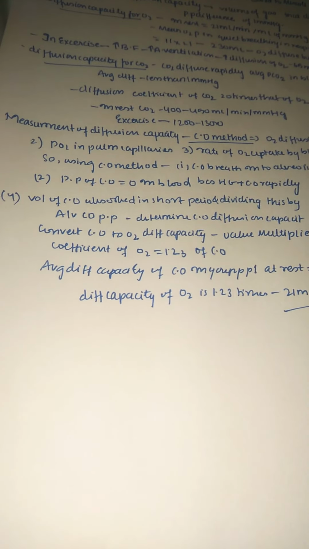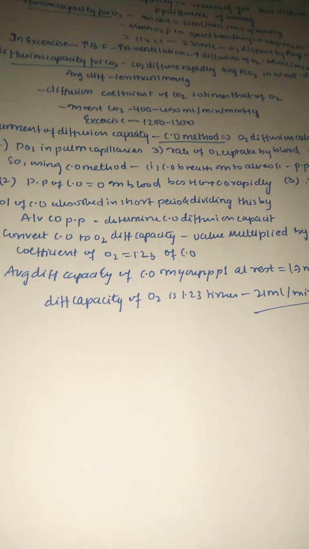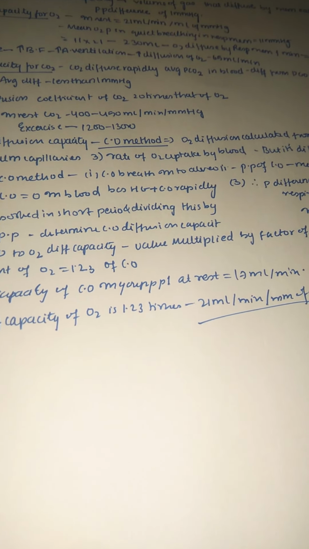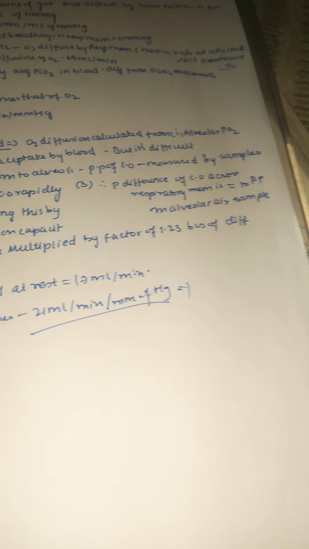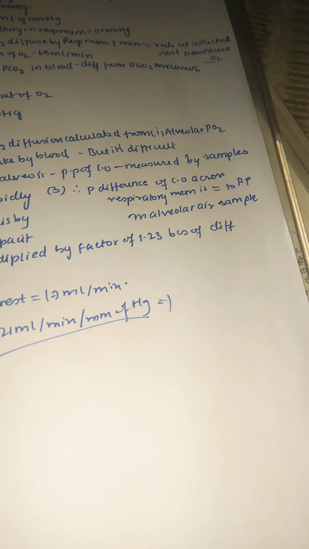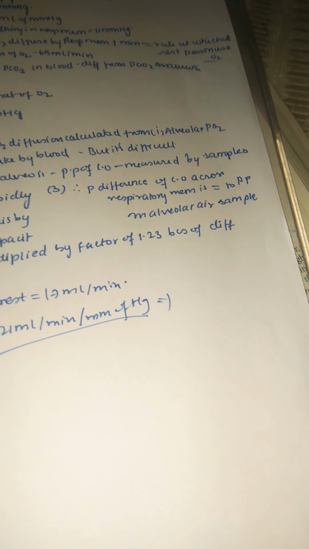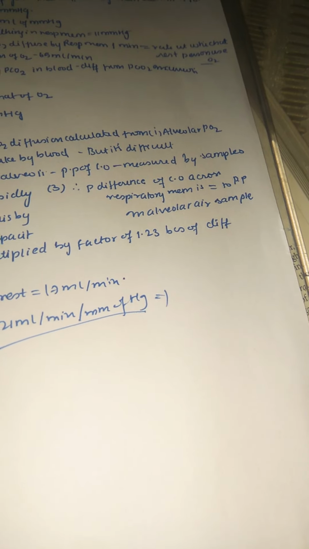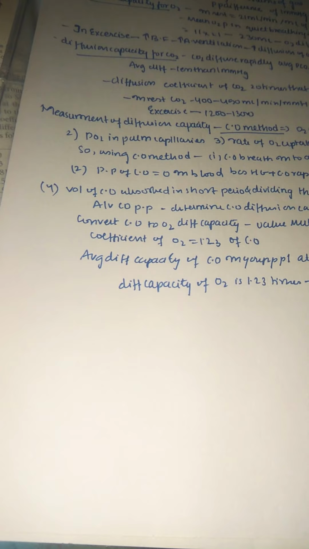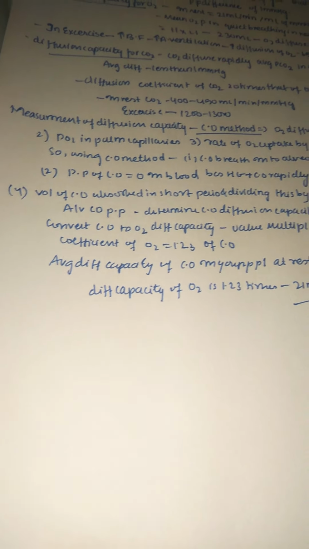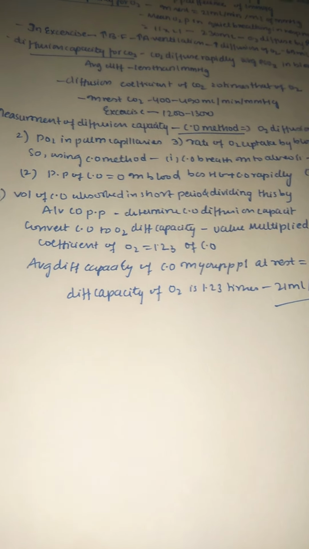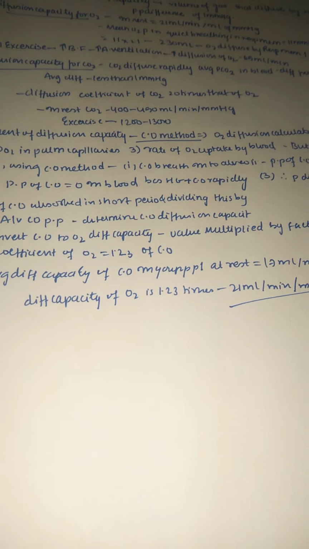And next, the second step: the partial pressure of carbon monoxide is completely zero in blood, because it binds tightly with hemoglobin. And next, the third step: therefore the pressure difference of carbon monoxide across the respiratory membrane is equal to the partial pressure in the alveolar air sample, because it is not dissolved in blood. And next, the volume of carbon monoxide absorbed in a short period, divided by the alveolar carbon monoxide partial pressure, determines the carbon monoxide diffusion capacity.